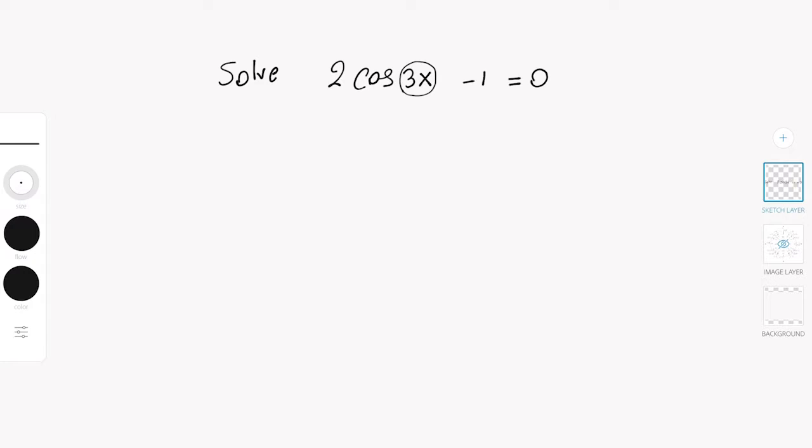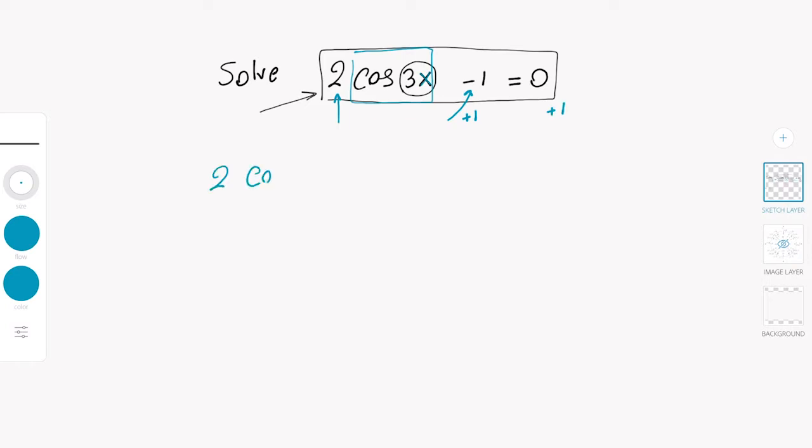So the first step: we look at the equation and see that we have only one trigonometric function in it. In order to solve this we're going to solve for x, but we should have cosine of 3x on one side of the equal sign. So we have to get rid of the -1 and we need to get rid of the 2. I will add 1 to both sides. We get 2 cosine of 3x equal to 1. Then I divide both sides by 2. I get cosine of 3x equal to 1/2.